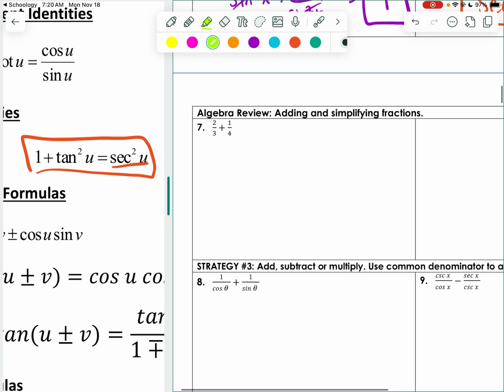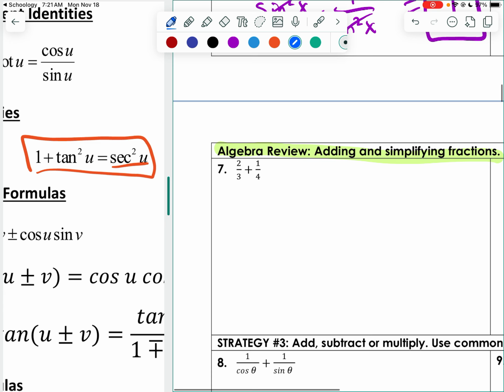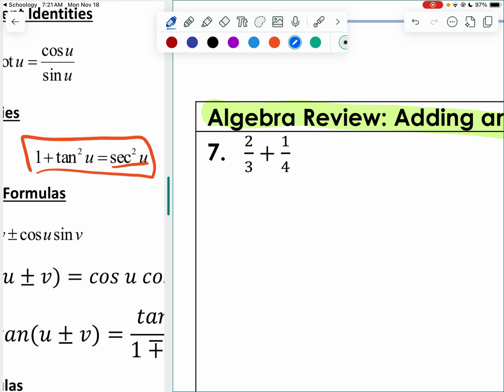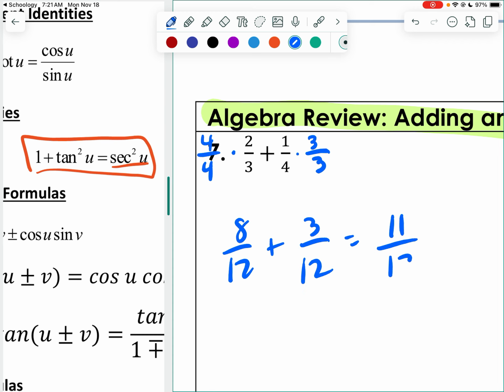Okay, one more strategy. Everybody's favorite, fractions. So a little review here. If I wanted to add or subtract fractions, you have to have a common denominator. So here's one without any trig in it. I have 2 over 3 plus 1 over 4. I could get those both to be 12. So I'll multiply by 3 over 3 on the second fraction, 4 over 4 on the first, right? Whatever you do to the bottom, you have to do to the top. So this would be 8 over 12 plus 3 over 12, which is 11 over 12.